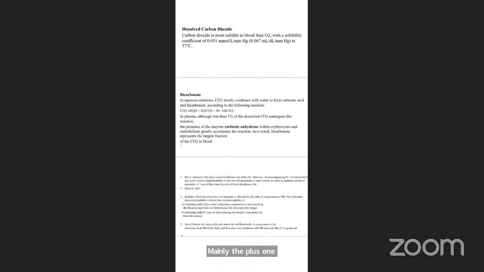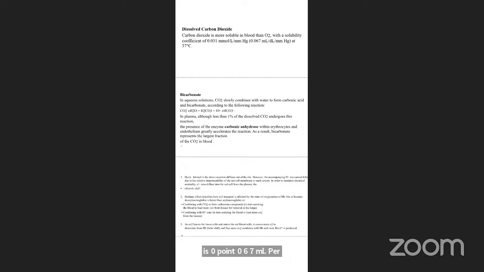Taking the dissolved carbon dioxide first, carbon dioxide is more soluble in blood than oxygen, with a solubility coefficient of 0.031 millimoles per liter per millimeter of mercury, that is 0.067 ml per deciliter per millimeter of mercury at 37 degrees Celsius.